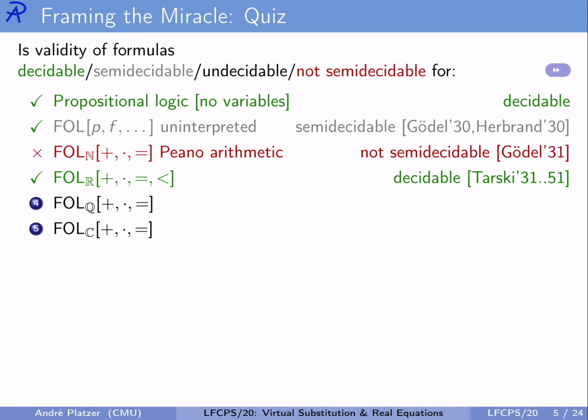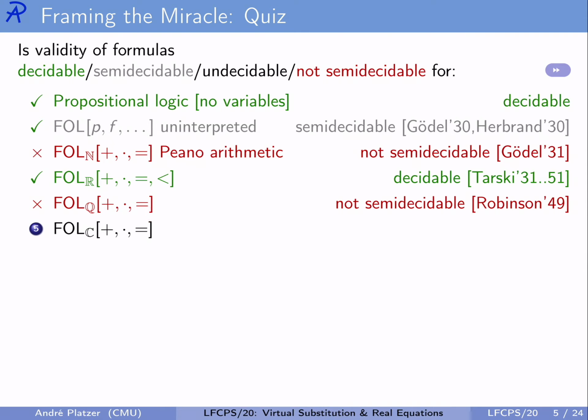Let's contrast this with, quite close to that, first-order logic of rational numbers. You've got the same addition, multiplication, and equality, for example, but you look at rational numbers instead of real numbers. Well, in that case, it might look very close to the real numbers, but thanks to a seminal insight by Julia Robinson from 1949, this is not even semi-decidable. So neither for valid formulas, nor for invalid formulas, will you be able to find a proof in any finite amount of time, except when you're lucky.